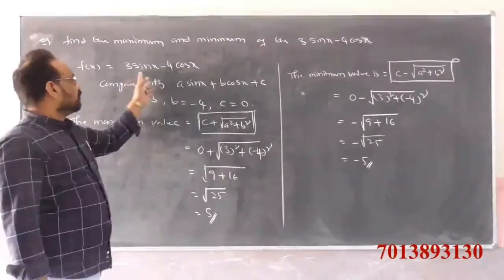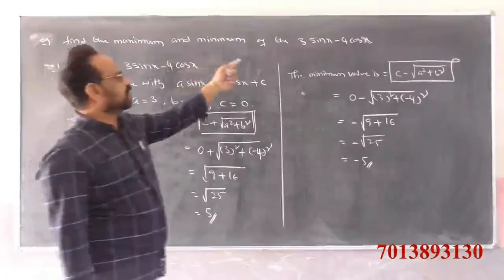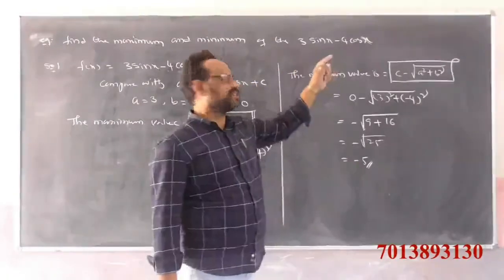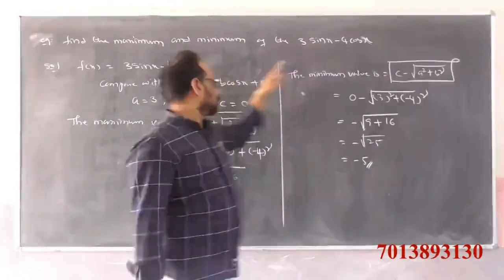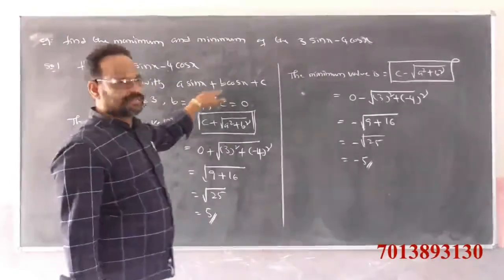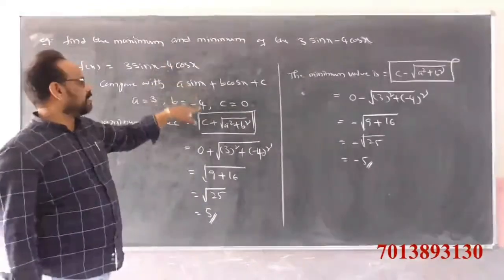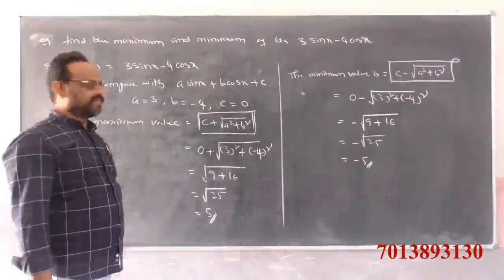So the question is to find the maximum and minimum value of the given function 3 sin x minus 4 cos x plus c. This is of the form a sin x plus b cos x plus c. Here the a value is clearly 3 and the b value is clearly minus 4. The c value is not there, so c is equal to 2.